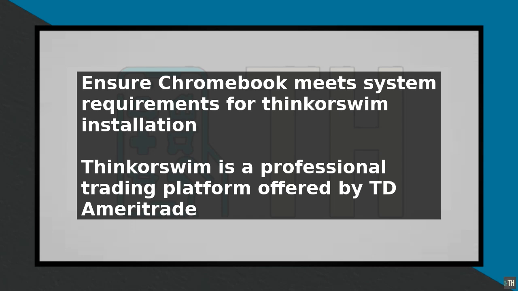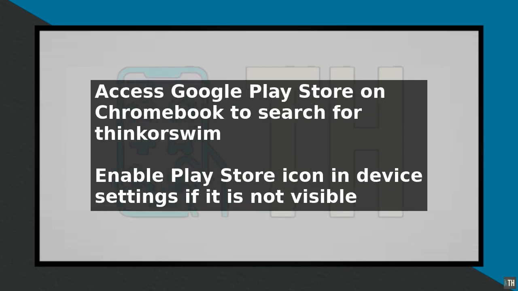If you do not see the Play Store icon, you may need to enable it in your device settings. Once you have accessed the Play Store, use the search bar to look for Thinkorswim. Select the Thinkorswim app from the search results and click the Install button. The app will begin downloading and installing on your device. This process may take a few minutes depending on your internet connection.